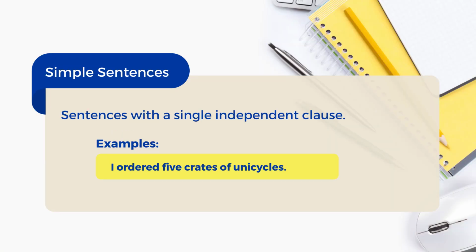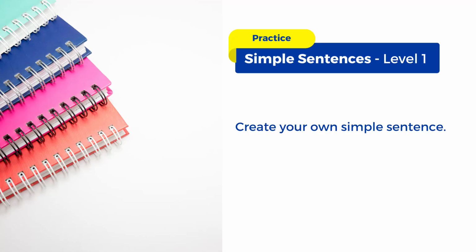So a simple sentence is made up of one independent clause. For example, I ordered 5 crates of unicycles. Go ahead and practice writing your own simple sentence now.